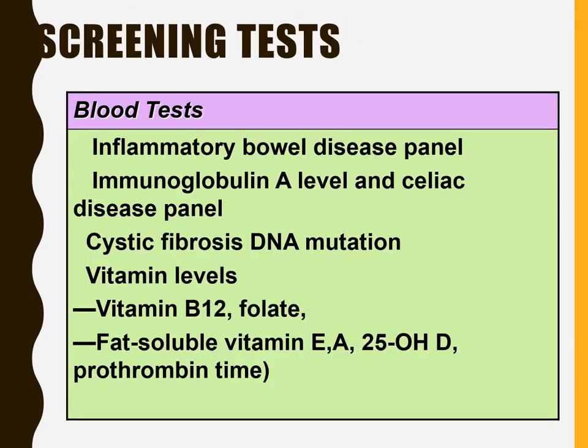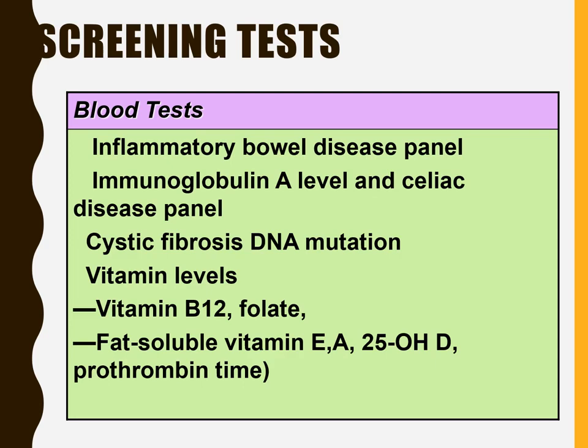Inflammatory bowel disease panel, the ANCA and the ASCA with other types of antibodies. The diagnostic value of those tests is very low. Actually, you can use them only to differentiate between UC and Crohn's disease rather than to diagnose one of them.